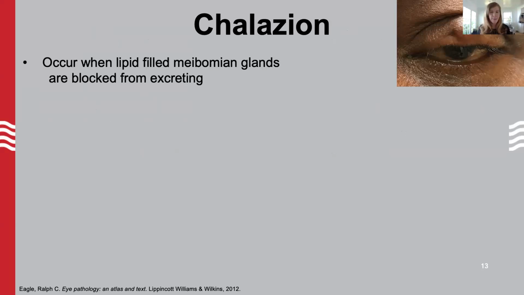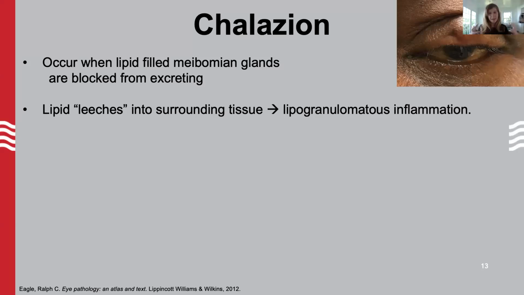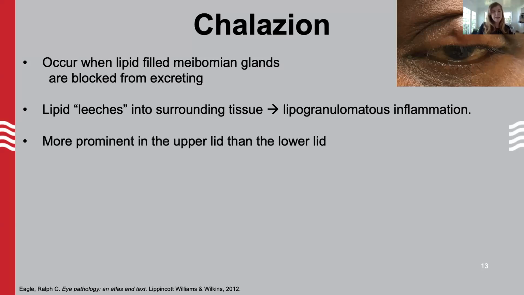Chalazia occur when the meibomian glands, either because of inflammation or because of thickened meibomian gland secretions, are blocked from excreting. The lipid from those glands then leaches into the surrounding tissue, and your body doesn't like lipid that's not contained within a cell. So your body responds with lipogranulomatous inflammation. They are more prominent in the upper lid than the lower lid, and typically no pain and redness are present. So this can be one feature distinguishing an acute sty from a chalazion.